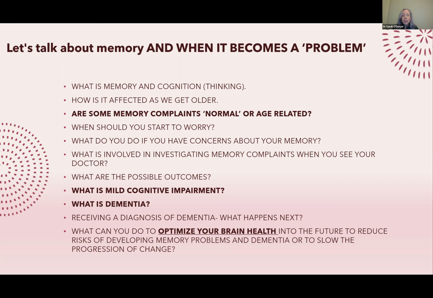Ultimately, one of the main focuses of this talk is having a very positive spin on this and highlighting the importance of optimizing your brain health. There are a number of lifestyle choices that you can engage in that can significantly reduce your risk of developing memory problems and dementia, and even slow your progression if you do develop or are given a diagnosis of dementia.